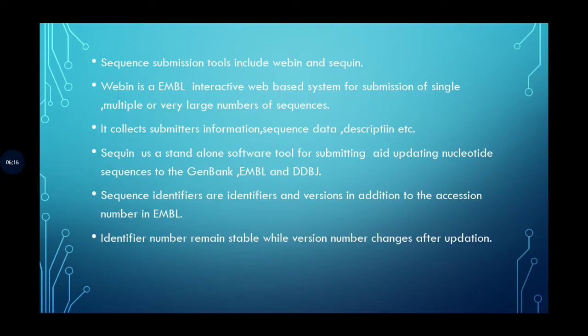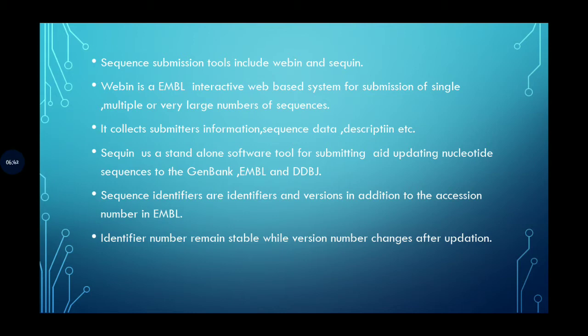The sequence submission tools include the Webin and Sequin. Webin is an EMBL interactive web-based system for the submission of single, multiple, or a large number of sequences. It collects submitters' information, data, description, etc. Sequin is a standalone software tool for submitting and updating nucleotide sequences to GenBank, EMBL, and DDBJ.